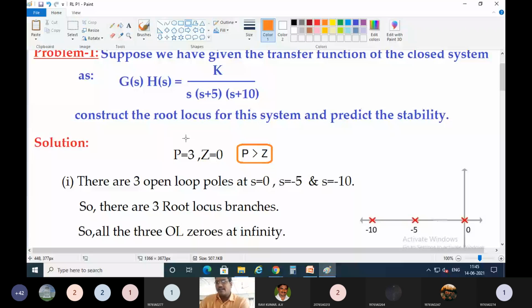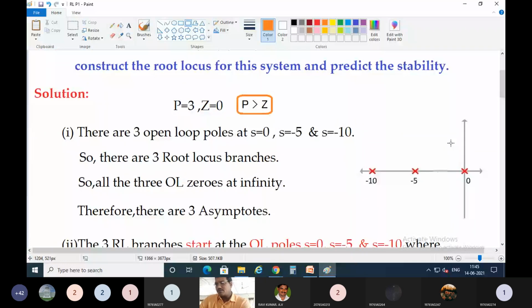So here I have drawn the pole-zero map. This is the imaginary axis and this is the real axis. One pole is at the origin, another pole is at -5, and another pole is at -10. So all are poles. There are no zeros. I just indicated the pole-zero map here on the right side. So how many root locus branches? 3 root locus branches.